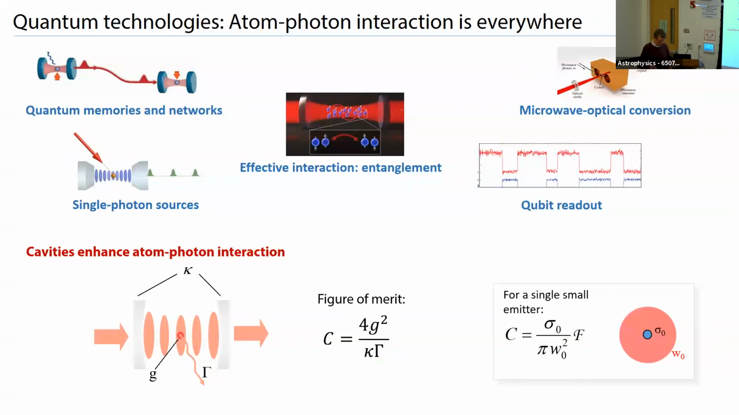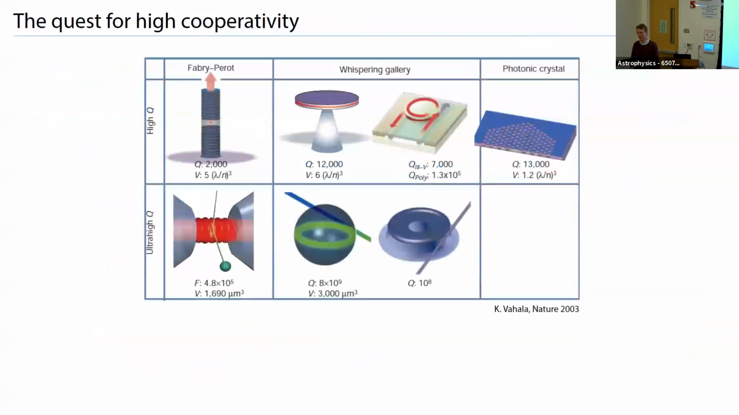And so, in order to make this mode waist small, that's why a microcavity comes into play. That explains why, for a long time now, there has been a lot of development to make better cavities, better suited for increasing this cooperativity, because it's such an enabling tool for a lot of different quantum operations.